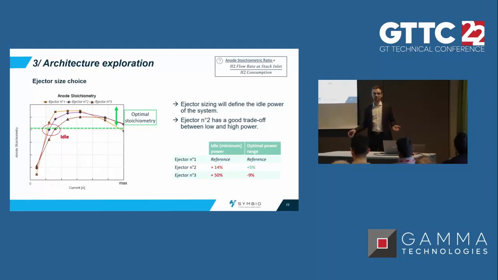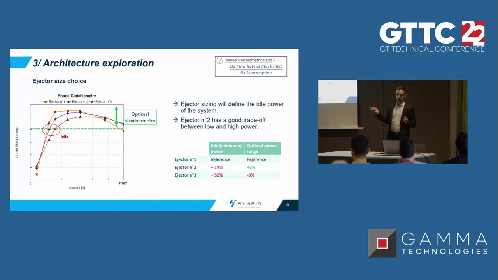So what is the idle power? Simply, it's the minimum power at which the system can safely operate. So it's the intersection between the curves and the green target. So with ejector number 3, the idle power is 50% higher than the first one. So it's not acceptable. The good trade-off is ejector number 2 because the idle power is still quite low, and we're able to reach maximum power with the optimal stoichiometry, so we do not risk anything on the durability side.